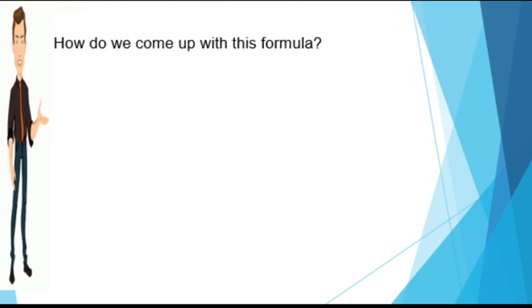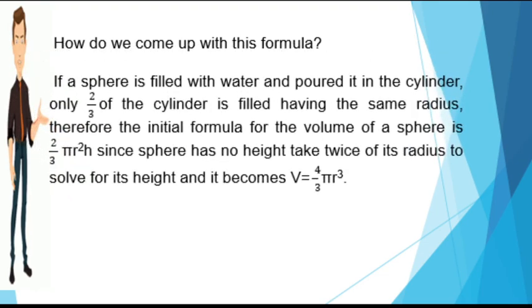How do we come up with this formula? Okay, if a sphere is filled with water and poured into a cylinder, only 2/3 of the cylinder is filled, having the same radius. Therefore, the initial formula for the volume of a sphere is 2/3 pi radius squared height. So since the sphere has no height, take twice the radius to solve the height. It will become 4/3 pi radius to the third power. So we made thrice the radius.